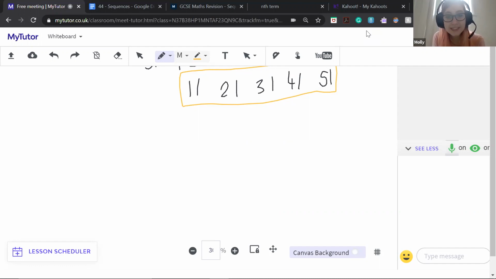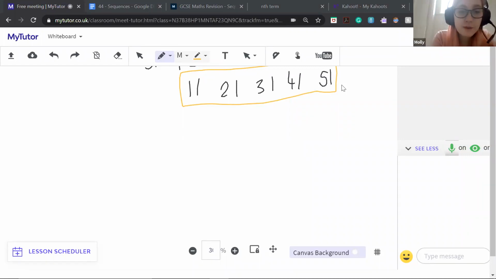Yeah, a couple of people getting it. So just like we did before, find the common difference. Cool.